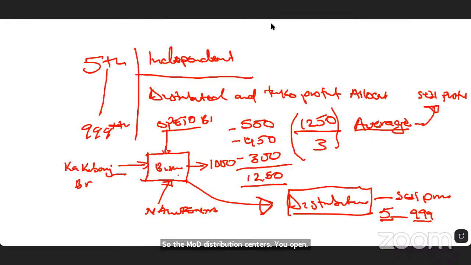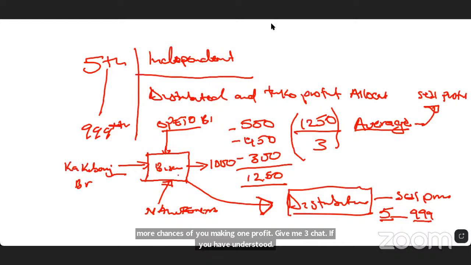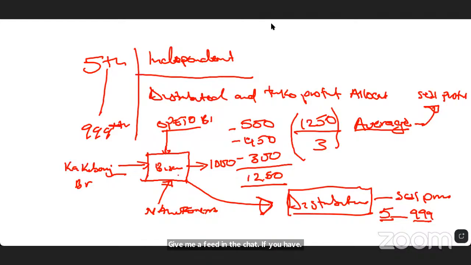Give me a 3 in the chat if you have understood. So if you have bigger capital, you open many distribution centers. If you have less capital, you open fewer distribution centers.